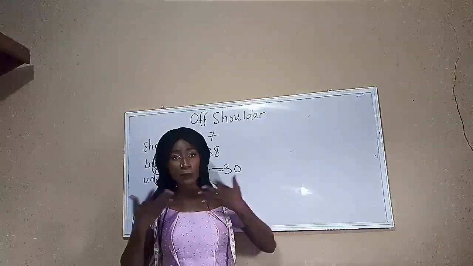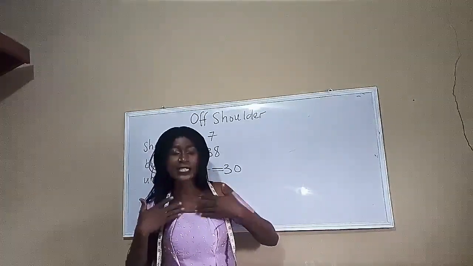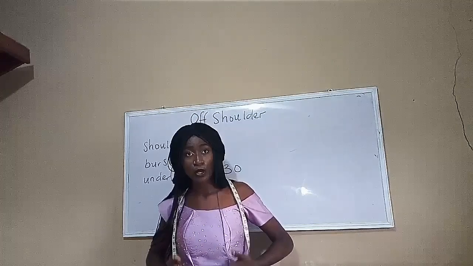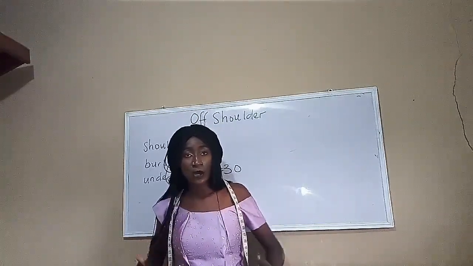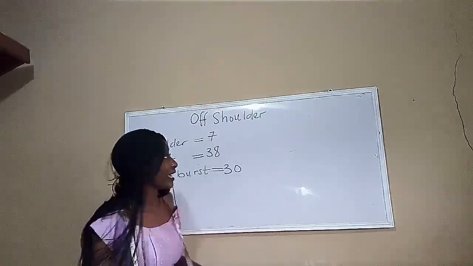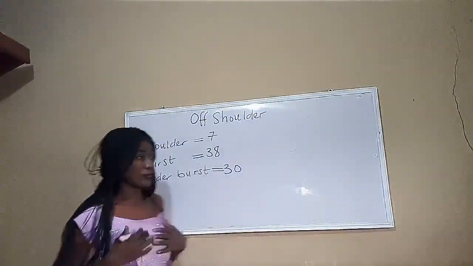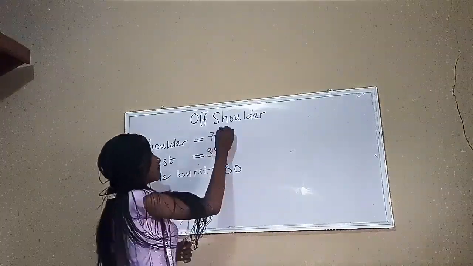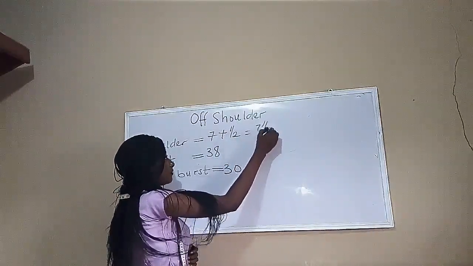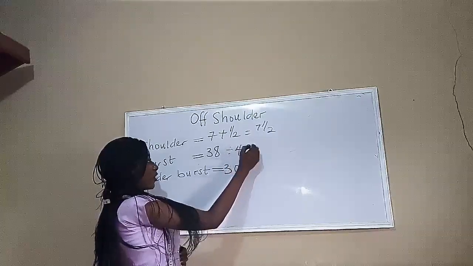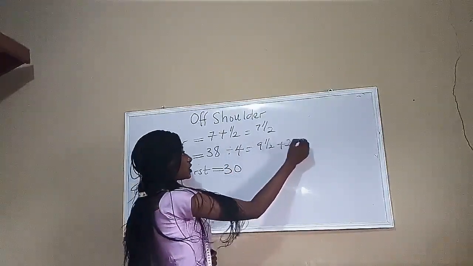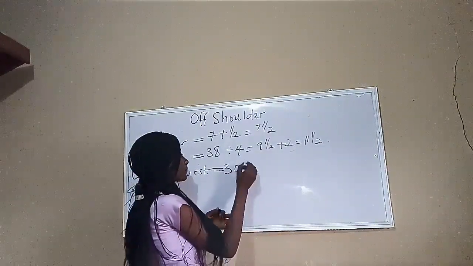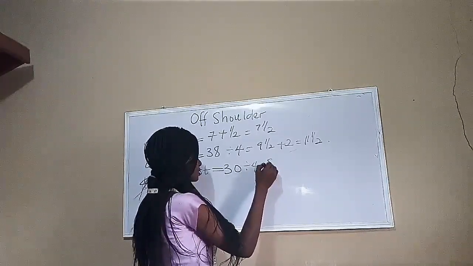So basically for this video, I'm only going to make use of this upper part to where I have my half length. That is the essence of this video. So what are the basic measurements required? We need our shoulder measurement, our bust measurement, and our under bust. Now our shoulder measurement is 7 inches plus half inch for the sleeve, we have 7.5. Our bust measurement divided by 4, we have 9.5, plus 2 inches sewing allowance, I have 11.5. And my under bust is 30 divided by 4, I have about 8 inches.